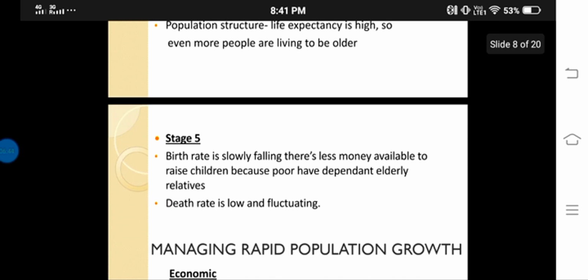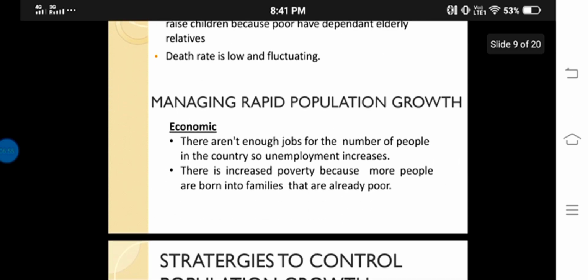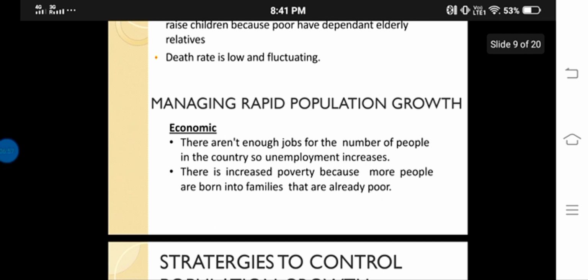Stage 5. What is stage 5? Birth rate is low, death rate is low, and stage 5 is where most developed countries are. Managing rapid population growth. How can we manage population growth?